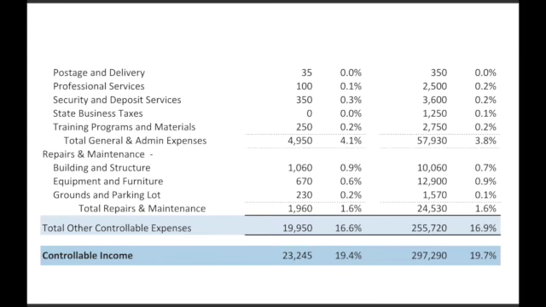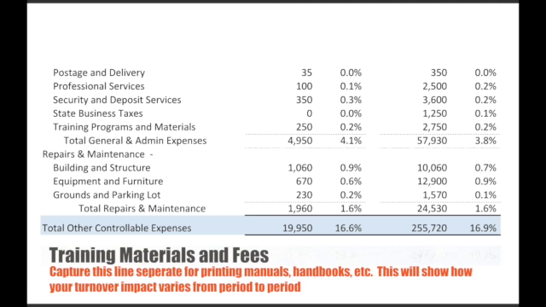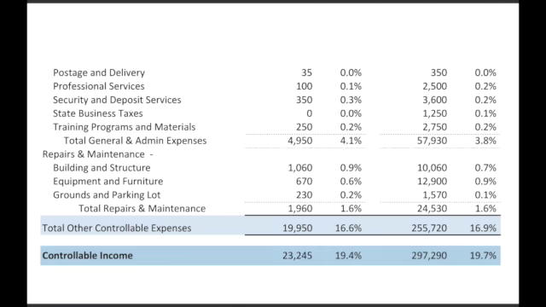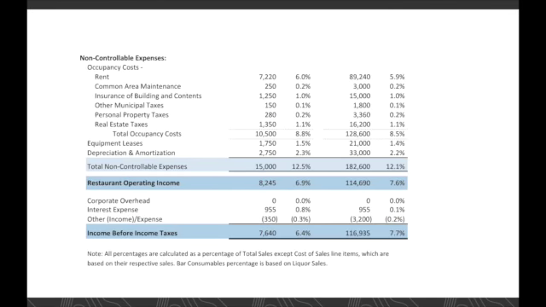Beyond that, postage and delivery, professional fees, security and deposit services, state business taxes, training programs and materials, total general admin expenses. Now we move on to repair and maintenance. We've got building and structure, we've got equipment and furniture, grounds and parking lot, and a total for repairs and maintenance. Now, this is the total capture of your controllable expenses. It's your controllable income. Now let's move on to your fixed cost or your non-controllable expenses.